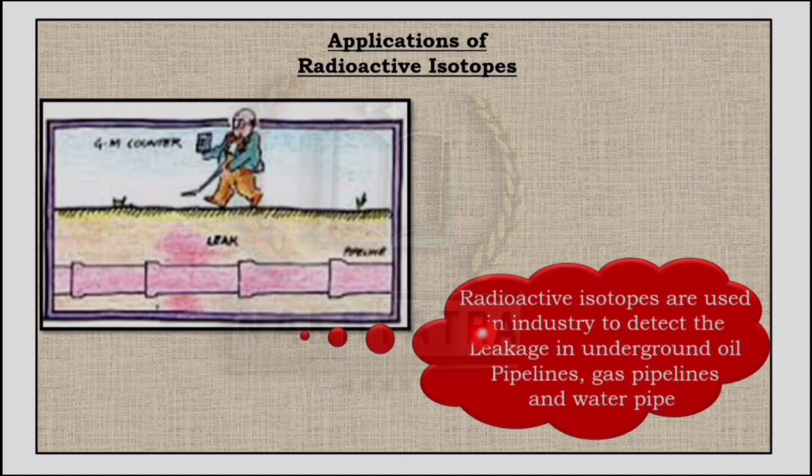Radioactive isotopes are used in industry to detect leakage in underground oil pipelines, gas pipelines and water pipes. Next we will see isobars.